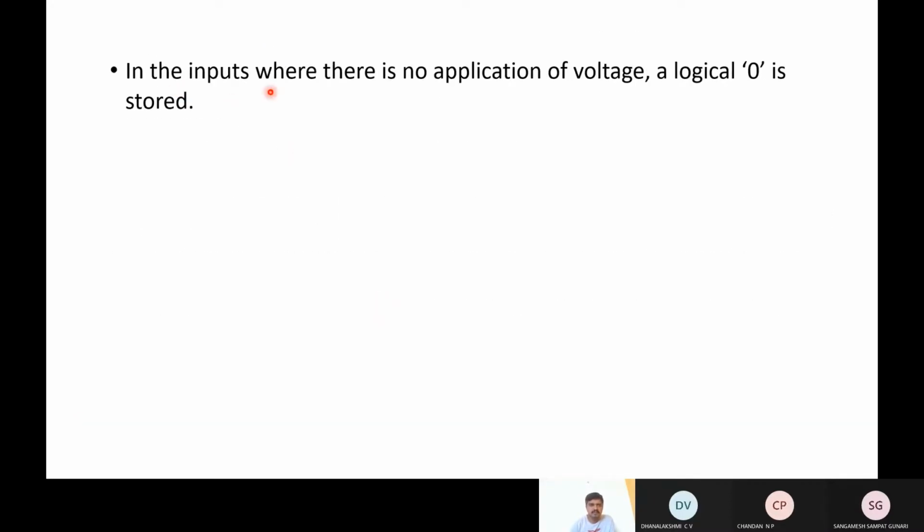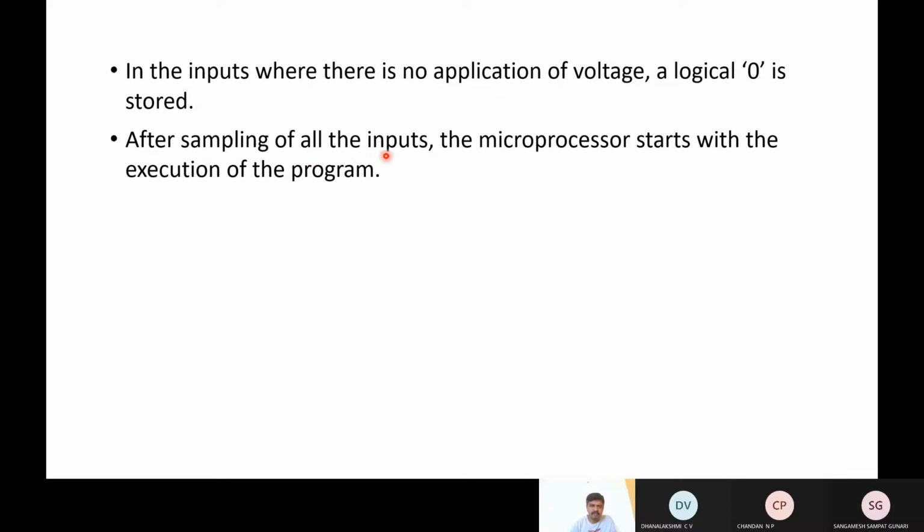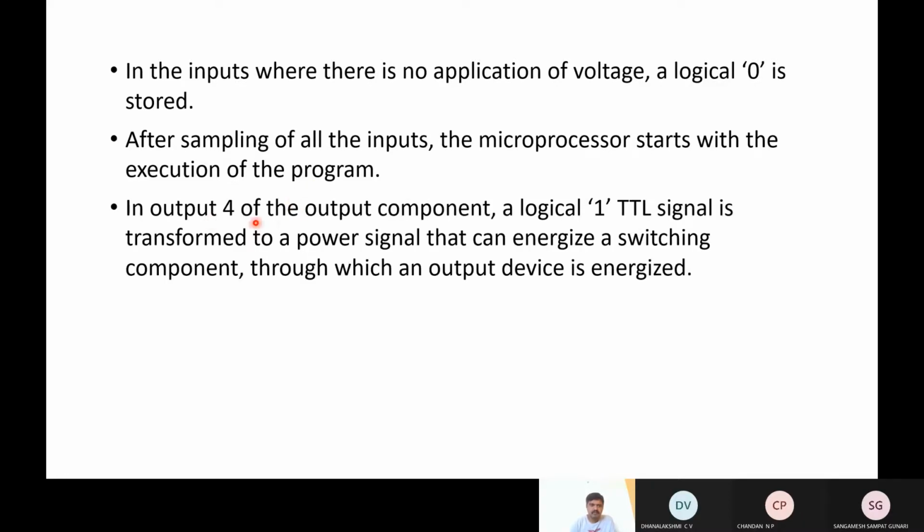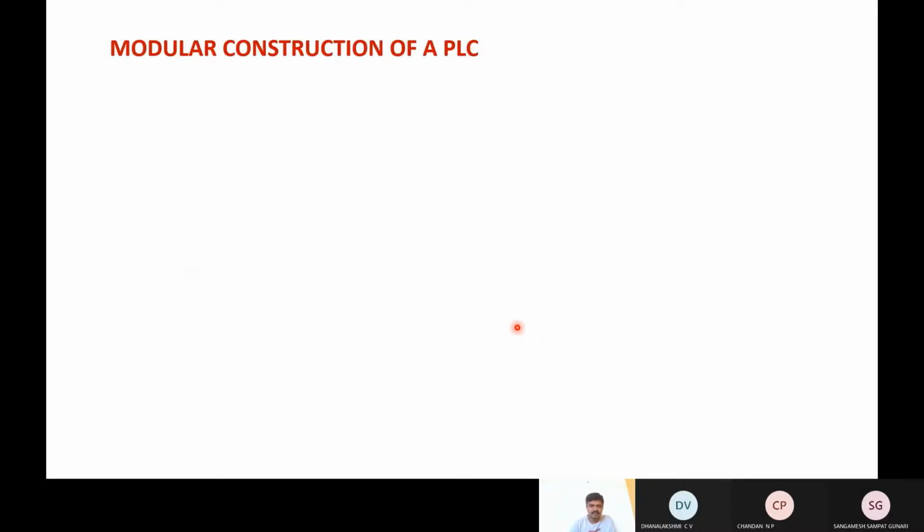Next, in the inputs where there is no application of voltage, a logical 0 is stored. After sampling of all the inputs, the microprocessor starts with the execution of the program. In output 4 of the output component, a logical 1 transistor logic signal is transformed to a power signal. So that means converting from 5 volts to 230 volts. That can energize a switching component through which an output device is energized.